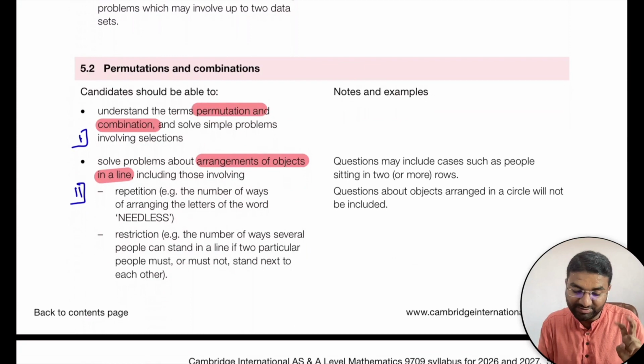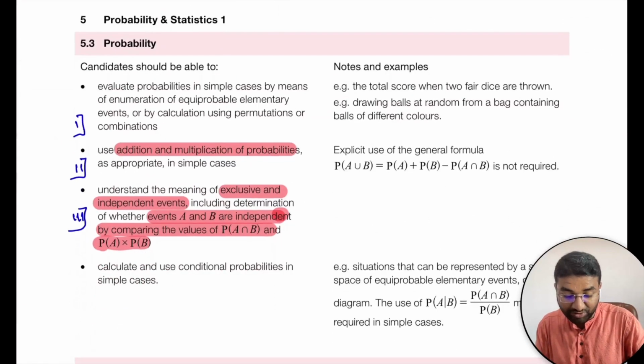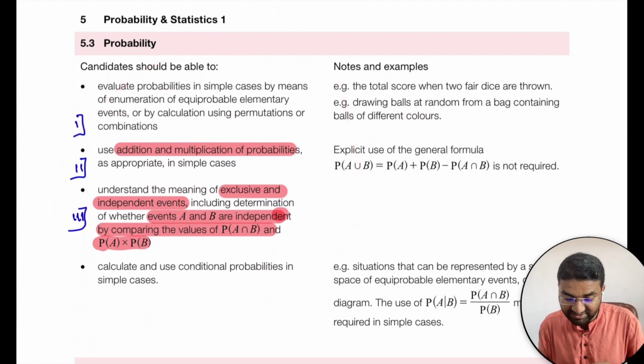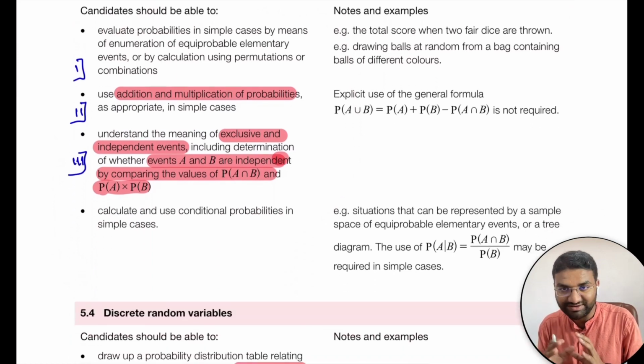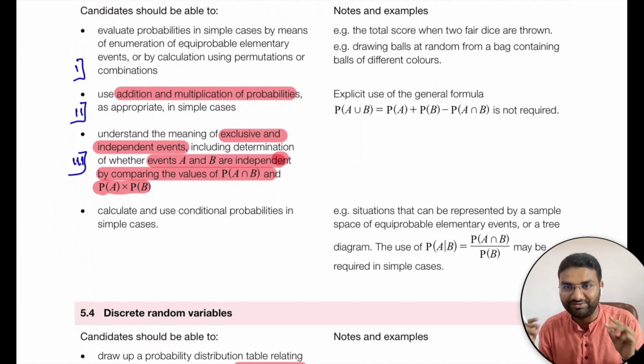The second topic is permutation and combination. This is again an easy part. Then probability: addition and multiplication of probabilities, exclusive, independent events, mutually exclusive events. All these concepts are there. If you know the concept, you can solve any of the equations very easily.